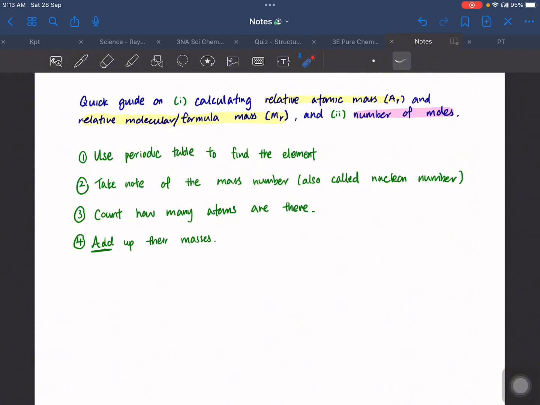First, I just want to highlight that whenever you're finding the relative atomic mass, AR, or the relative molecular mass, MR, of a chemical, you always start by using a periodic table to find the element. Then, look at what we call the mass number, count how many atoms there are, and then add up their masses. Let's take a look at one example together. Let's use the chemical magnesium carbonate as an example.